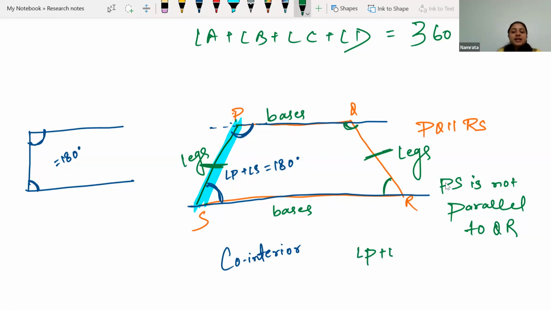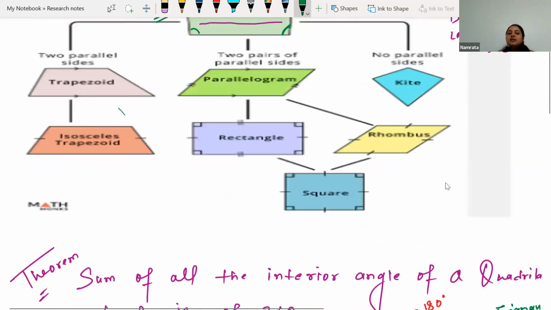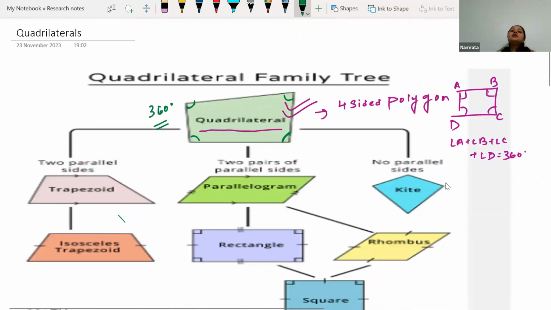So angle P plus angle S will be 180 degrees. And similarly for this trapezium, angle Q plus angle R will also be 180 degrees, because those two are also a pair of co-interior angles on the same side of the transversal. So this is the property of the trapezium. There is a pair of parallel sides and a pair of non-parallel sides. Due to the pair of parallel sides, we get extra properties: the sum of interior angles on the same side is equal to 180 degrees.